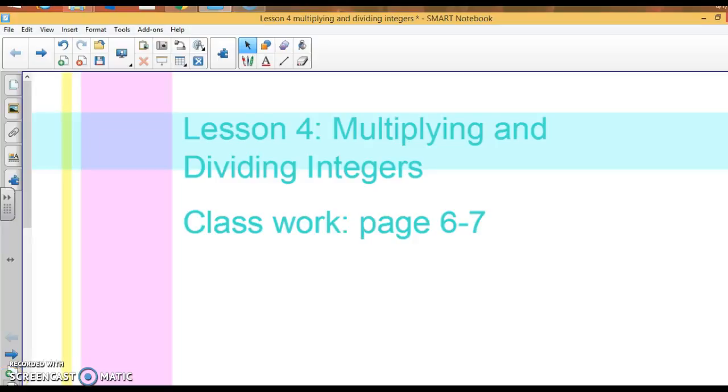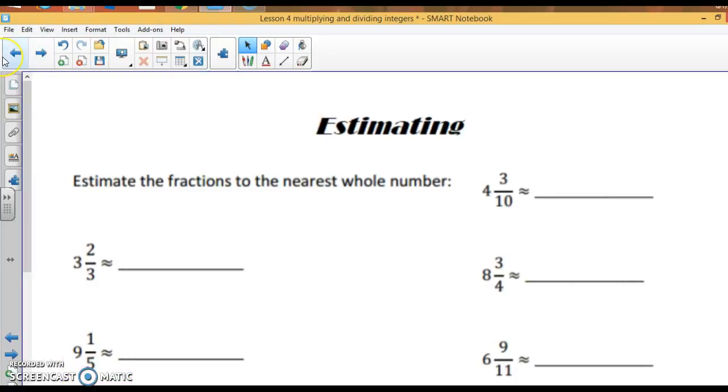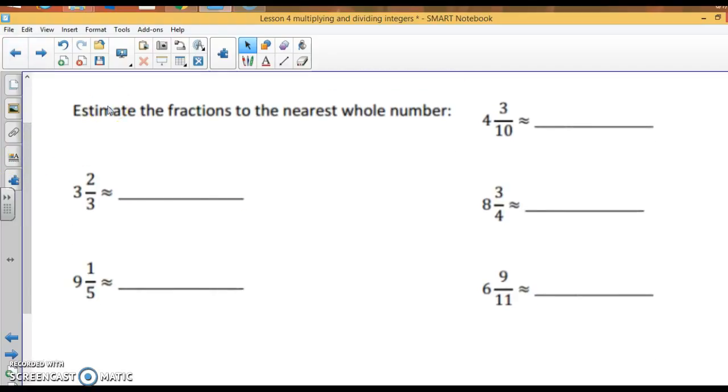Today's lesson, we're talking about multiplying and dividing integers using the rules. Now, before we do that, we're going to do another review exercise, estimating fractions. So we want to round to the nearest whole number.